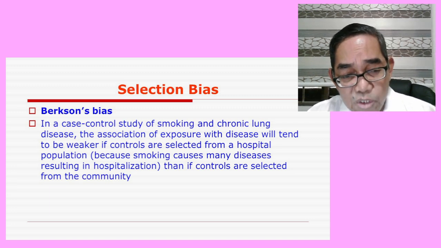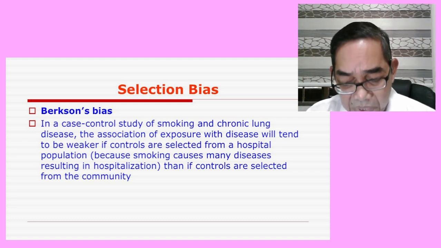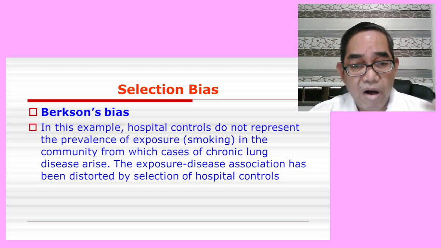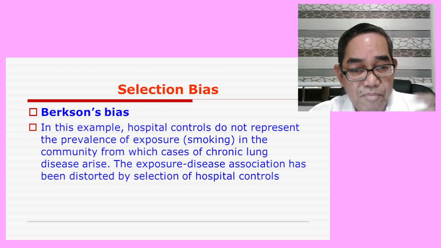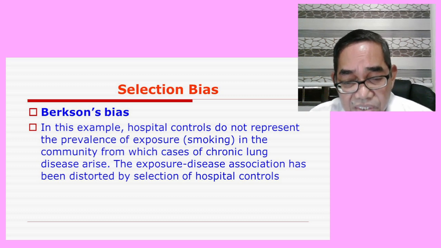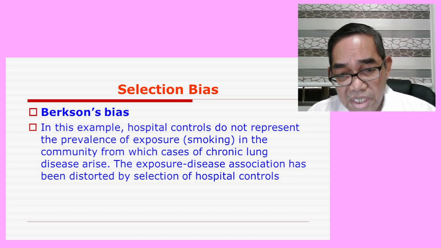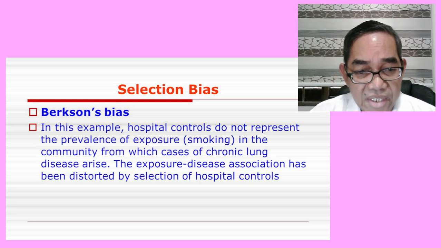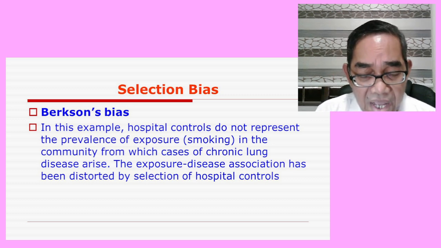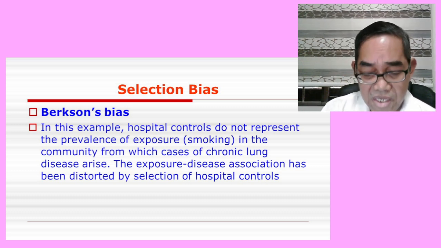And that is why doing a case control study and getting the controls in the hospital will lead to what we call Berkson's bias. In this example, the hospital controls do not represent the prevalence or the proportion of exposure, smoking, in the community from which cases of chronic lung disease arise. And the exposure-disease association has been distorted by this selection of hospital controls. Again, as I mentioned a while ago, the relationship will tend to be weaker.